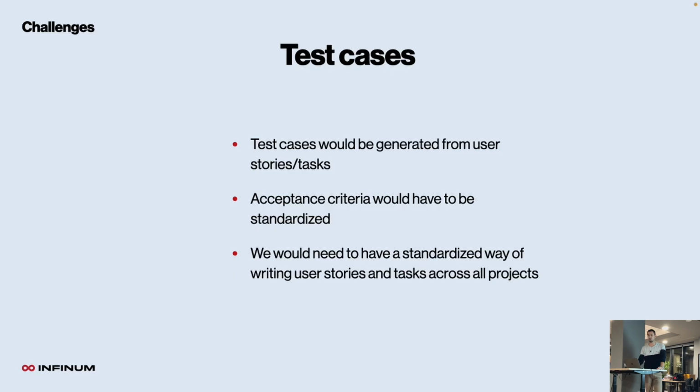Another idea that we had was to generate test cases with the help of AI, but that would mean that all test cases would be generated from user stories and tasks. That means that acceptance criteria would have to be standardized, because user stories and tasks would need to be written in the same way across all projects. And since we are an agency, we have a lot of different projects. We have external co-workers. That's not something that we could actually do and find a benefit from.